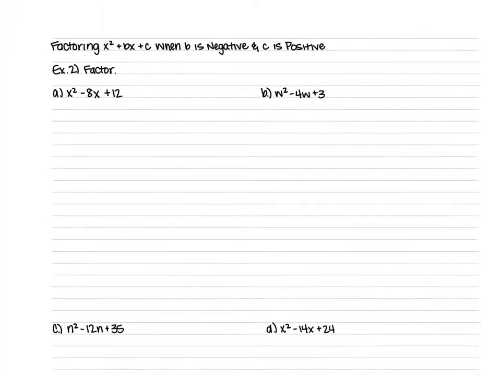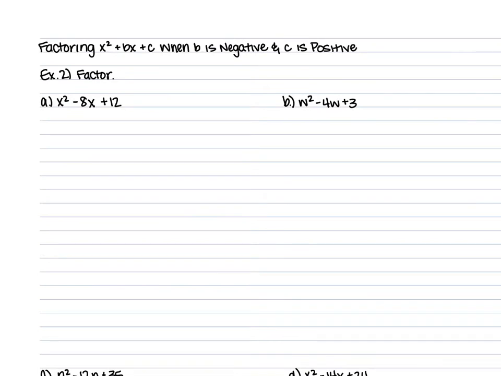If we look at example 2, we're looking at when b is negative and c is positive. When this happens, in order to get a positive when you multiply, your two terms have to be the same sign. In order to get a negative when you add those two terms, both signs would have to be negative. So when you look at the factors of these, you want to pay attention to the sign on that b term as well as the sign on that c term. It's not always going to be where both are the same sign or both are positive.